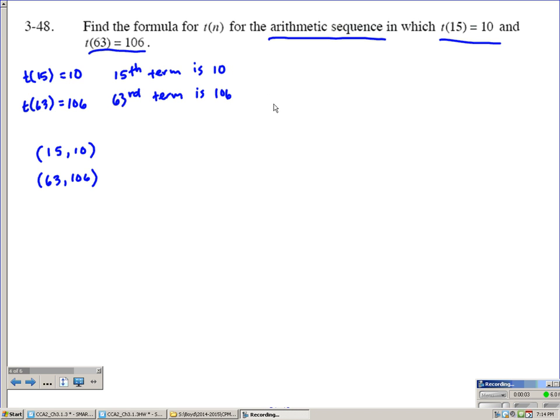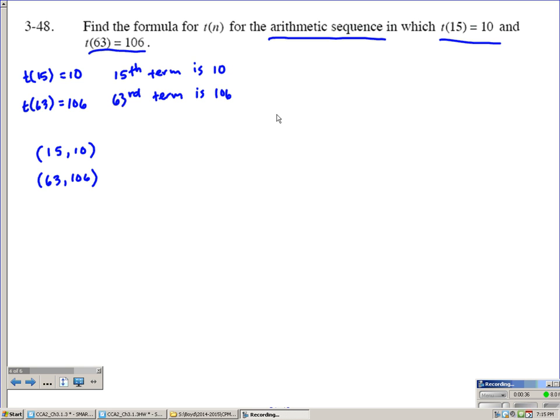Problem 3-48. Find the formula for t of n for the arithmetic sequence in which t of 15 equals 10 and t of 63 equals 106. So first of all, when we say t of 15 equals 10, what we're really saying there is the 15th term in the sequence is 10. Along the same lines, when we say t of 63 equals 106, that means that the 63rd term in the sequence is going to be 106.